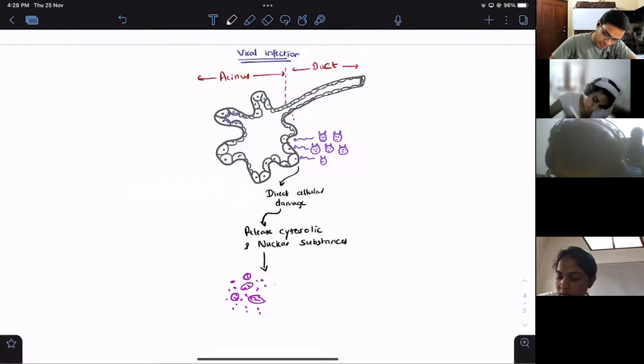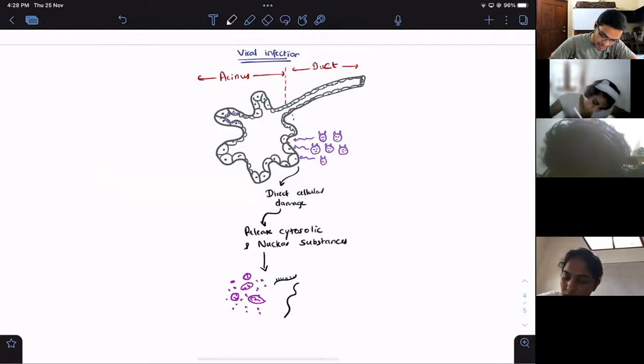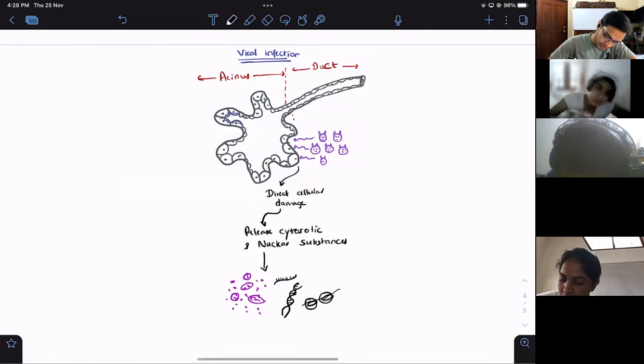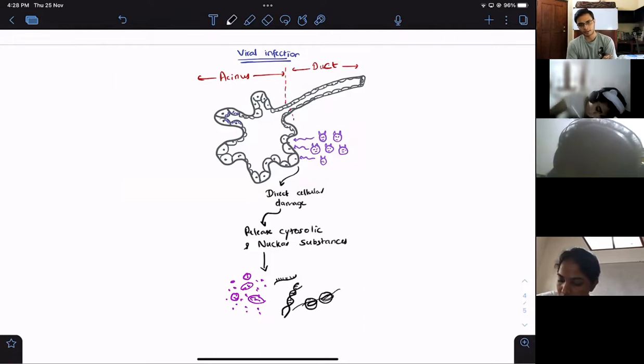What are those, guys? Any RNAs, DNA particles, anything from the nucleus, histone proteins. All of these can be coming out. Cytosolic and nuclear material comes out.